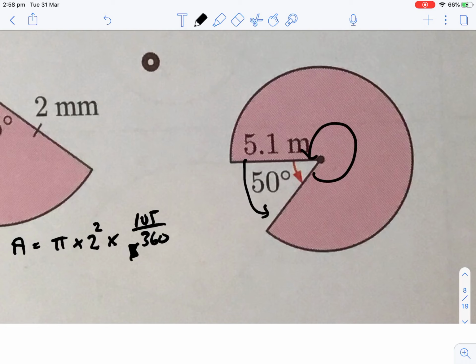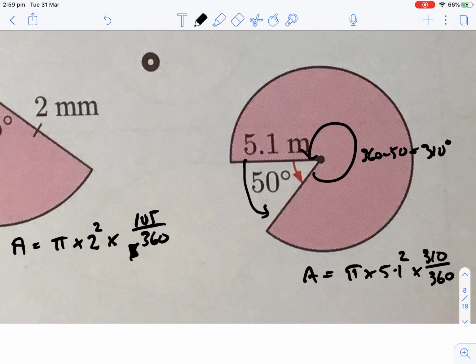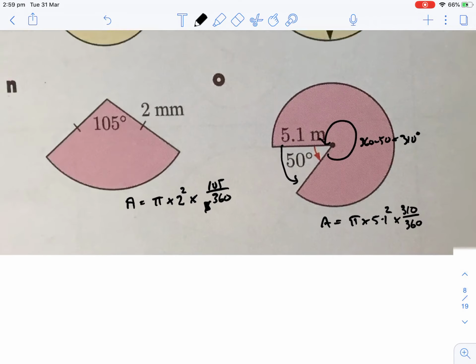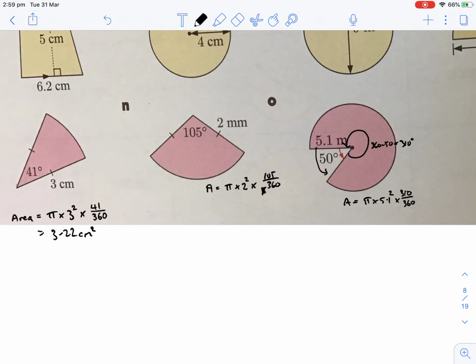So to get your angle, you would go 360, take away that 50, which would give you an angle of 310 degrees. And that's the angle you need to use in that calculation. So here we'd have an area is equal to pi times our radius of 5.1 squared, and then times it by the fraction of the circle that we have, which is the 310 out of 360 in the shaded zone. And if you process that, you'll get the answer there.